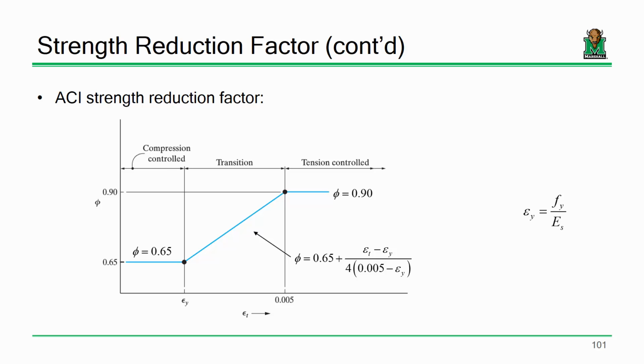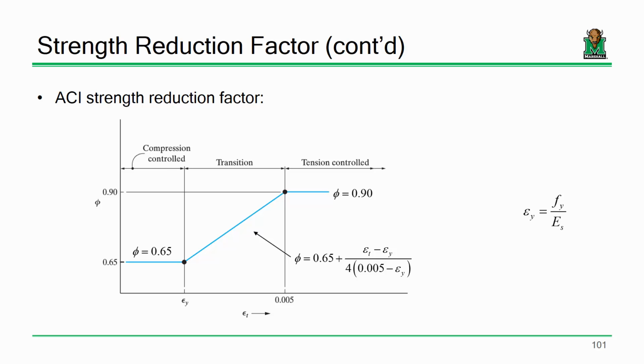ACI states that they define a tension-controlled section as any section that has really, really high strains, specifically strains that are higher than 0.005. And anything past that, we take our resistance factor to be 0.9. Because remember, there are still uncertainties associated with the construction process, et cetera. So we do still reduce our capacity, but we reduce it by 10%. So if we had a tension-controlled beam, we take its capacity and we multiply it by 0.9, okay?